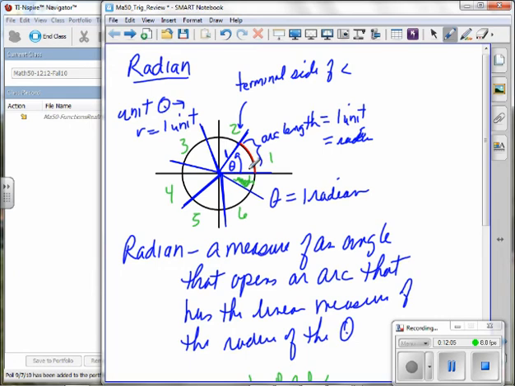So think of a radian as just another way of measuring an angle. It's a very special angle. It's about 60 degrees. More closely, it's about 57 degrees. And we have about 6 1/4 of those around the circle.